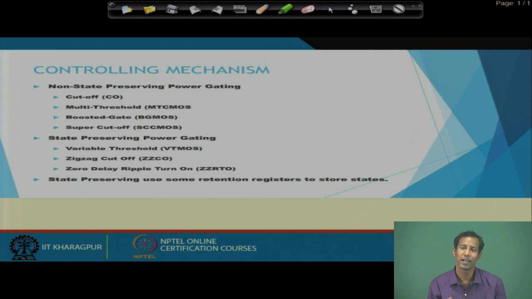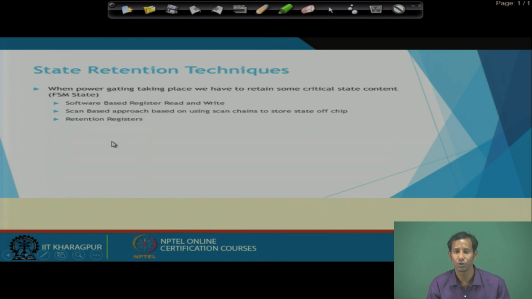So, depending on that we have to control them, that okay, if this is in sleep mode then you please disconnect the power line or disconnect the ground line from the main block. So, something like that we have to do this power gating control mechanism for these particular cells which we use, depending on different types, which is cutoff, multi threshold, boosted gate, super cutoff. So, there are several other ways to control these particular transistors.